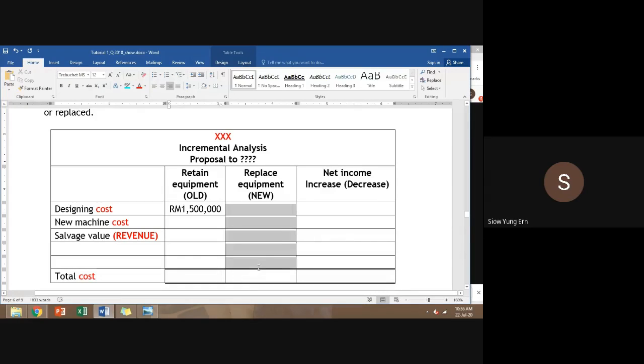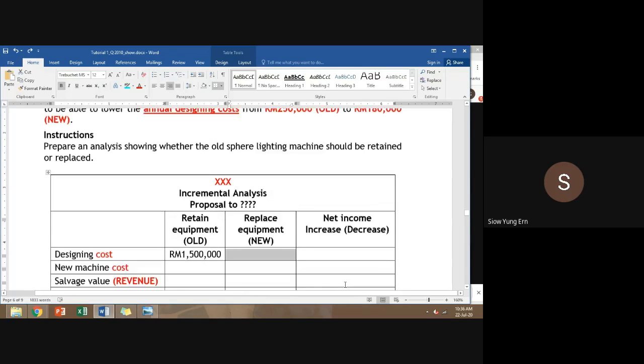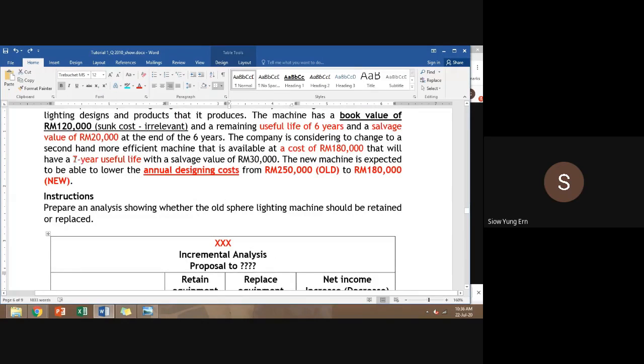Okay, now let's do replace. So replace, what is your designing cost? Designing cost for new machine. 1.26. Do you use 7 years? Yes, okay. If you use 7 years, we cannot compare because one is 6 years and the other one is 7 years. So we cannot compare because two different number of years.